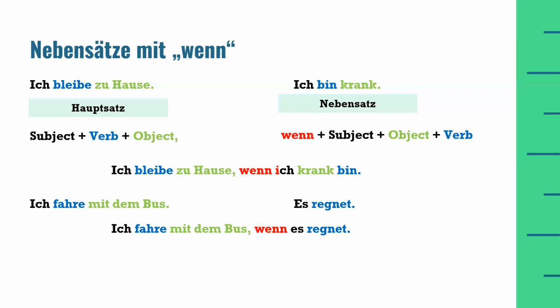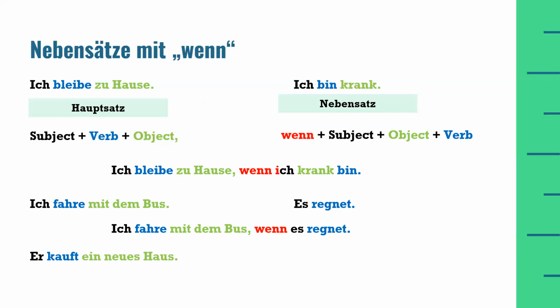So, if the condition in the Nebensatz is fulfilled, then something happens in the Hauptsatz. And what is the condition? It must rain. And what should happen if this condition is fulfilled? Ich fahre mit dem Bus. Let's look at another example.